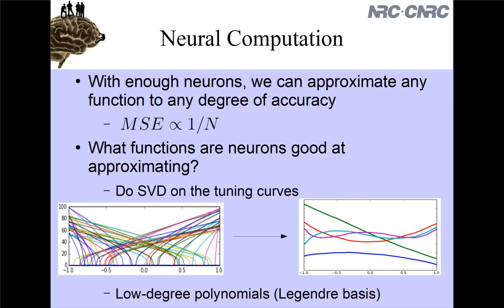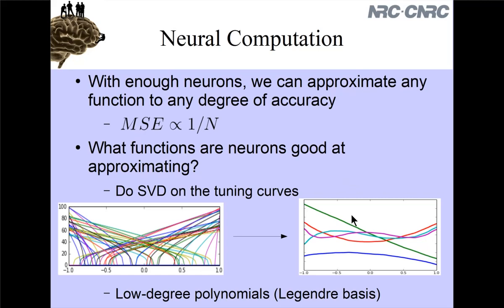It turns out that all you have to do is take your tuning curves, these randomly generated tuning curves, or the tuning curves that you set based on biology, and do singular value decomposition on them. Right? So, a mathematical technique that basically tells you what functions you're good at approximating with these curves if you're able to do weighted sums of them. That's really what singular value decomposition is finding for you. And it sort of gives you an order of what things the neurons are good at computing.